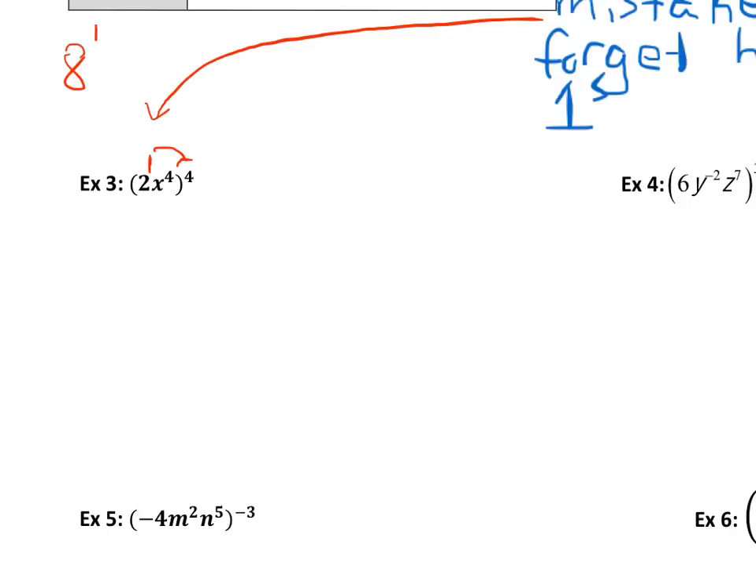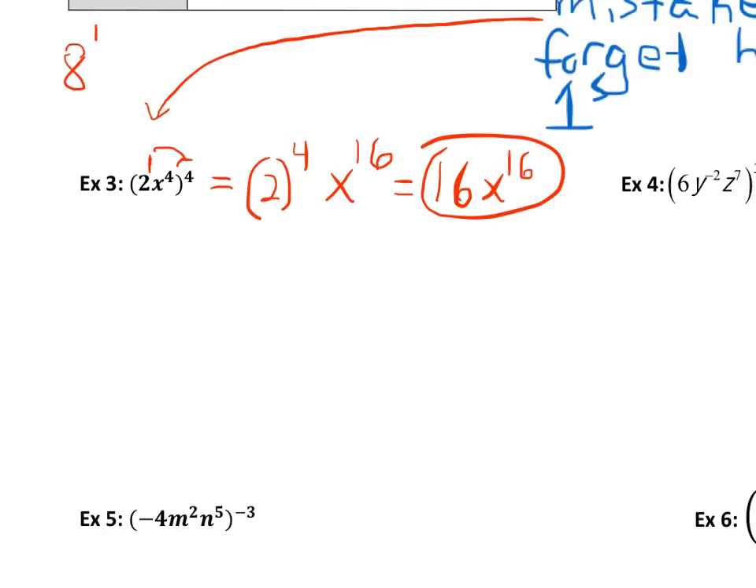So when you do that, you end up with this. Now, keep the numbers in parentheses. So you have 2 to the 4 times 1, 4 times 1 is 4. And then x to the 4 times 4 is 16. Are we done? The answer is no, because 2 to the 4th power is going to give you 16. So you'd have 16x to the 16th power. That is your simplified answer.